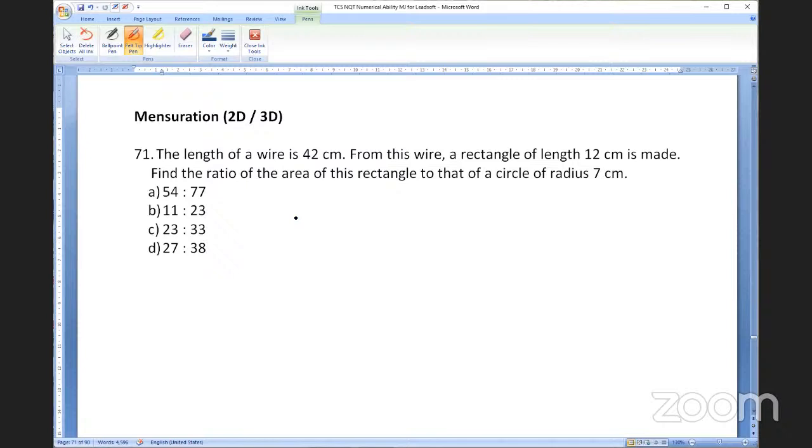Today we would be solving a few frequently asked questions from the TCS NQT foundation section, from mensuration, 2-dimension and 3-dimension questions. Question is on your screen. Give it a try, and then we will start. Next 1 hour. Fix up a timer for yourself.